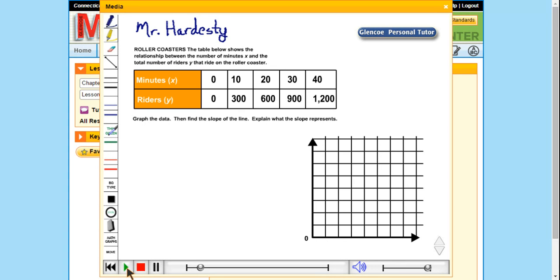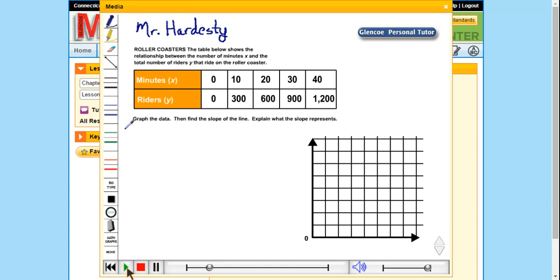Our table is labeled minutes. That's going to be the x value. And there are 5 values representing the minutes, from 0 through 40 in intervals of 10. The riders, y, will be that variable, from 0 to 1,200 in intervals of 300.